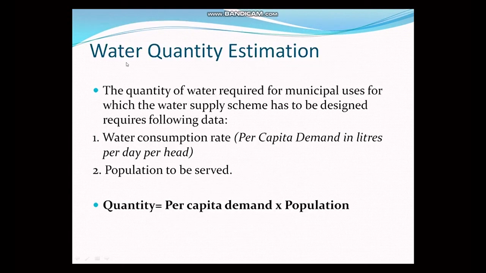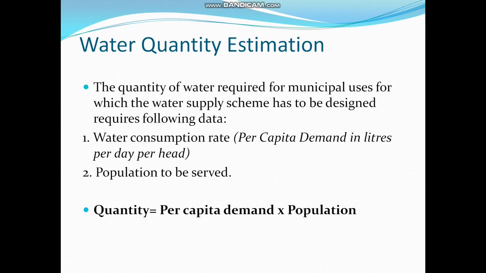Now let us have the calculation process of water quantity estimation. The quantity of water required for municipal uses for which the water supply scheme has to be designed requires the following data. Number one is water consumption rate, that is the per capita demand in liters per day per head, and number two is population to be served. So if we multiply per capita demand and population, we get the quantity of water which is to be served to the city or the sector.